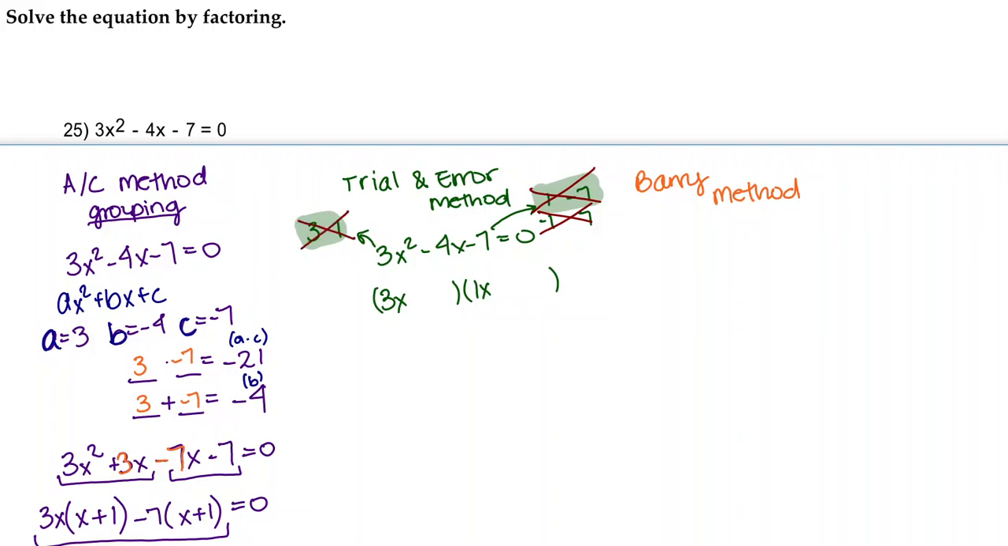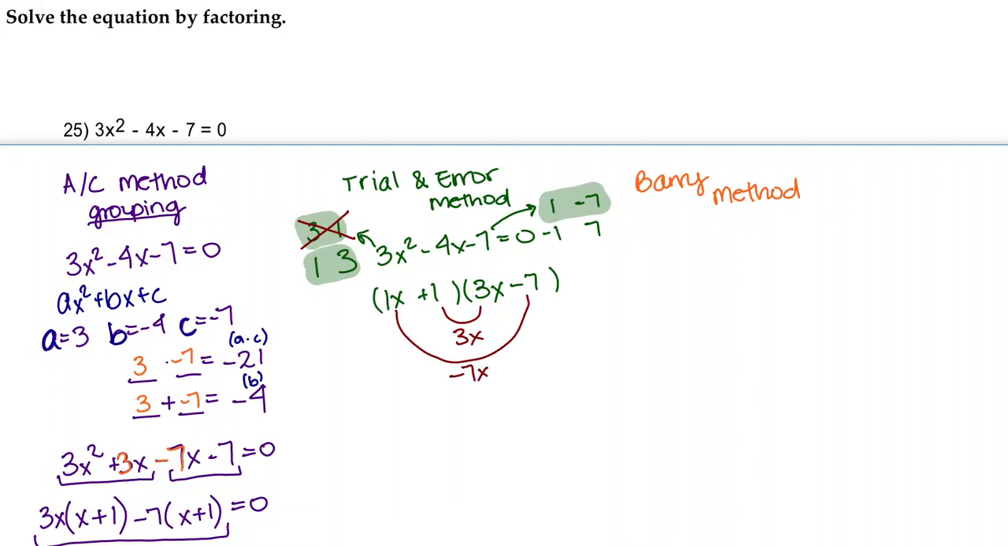So instead of the 3 first and then the 1, let's go ahead and write the 1 first and then the 3. And let's try the 1 and the -7. So let's plug in our +1 and our -7. Let's multiply these two, giving us 3x, and multiply these two, giving us -7x. And it looks like when we add those two together, we get -4x, which is exactly what we have here, which means we have the correct terms.